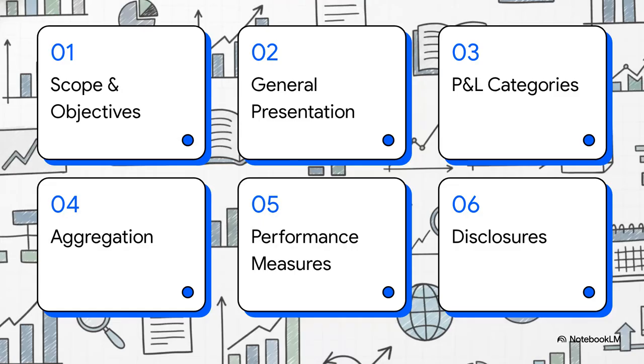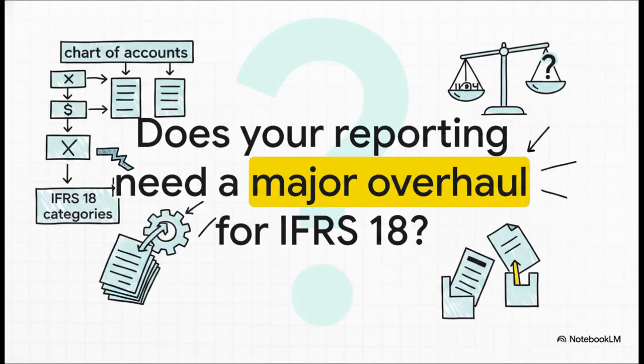And there we have it. We've officially completed the topic guide checklist. Scope, general presentation, P&L categories, aggregation, performance measures, and disclosures. I want to leave you with one critical question to take back to your teams today. Does your current chart of accounts naturally flow into these strict new IFRS 18 categories? Or are you looking at a major systemic overhaul? Because under this new standard, how you present your numbers is just as crucial as the numbers themselves.